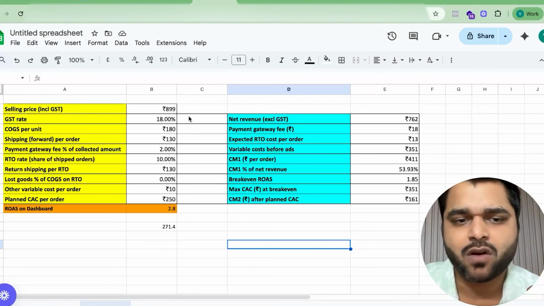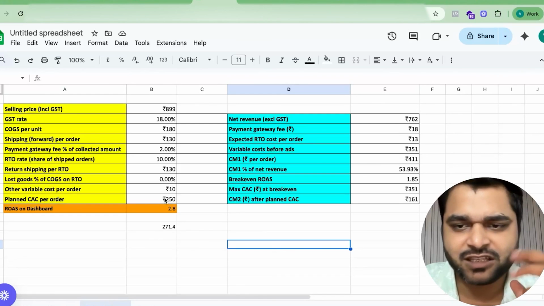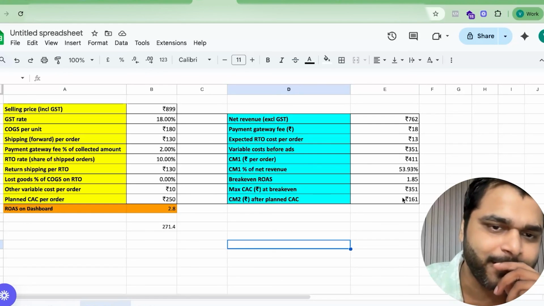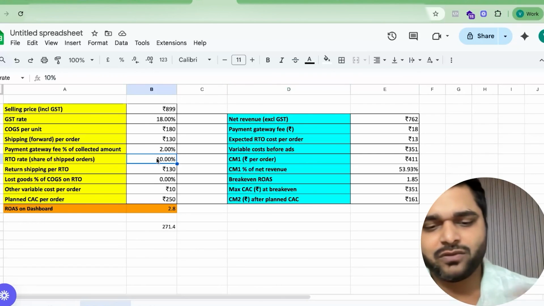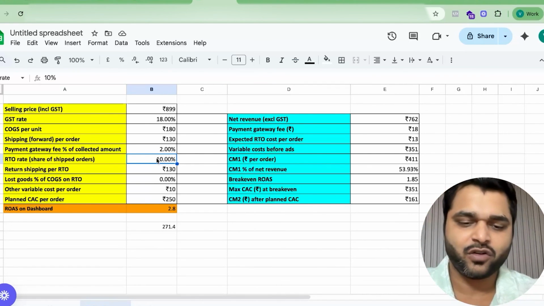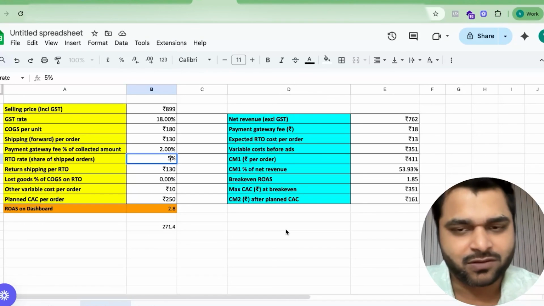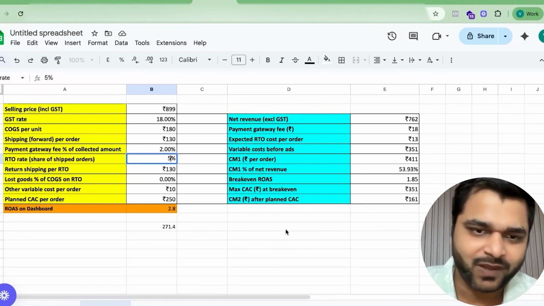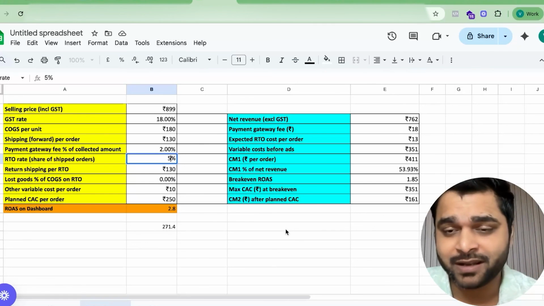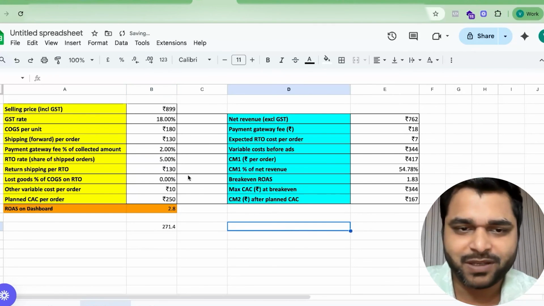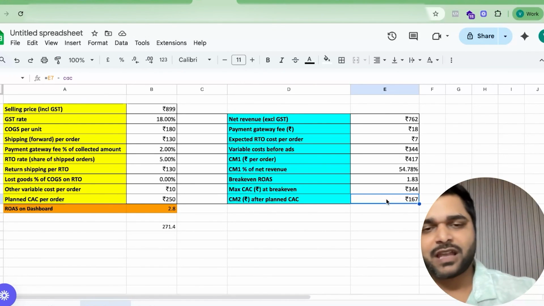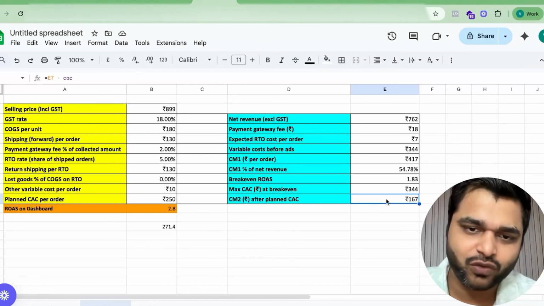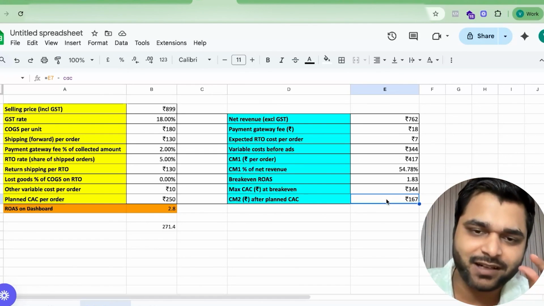Instead of focusing on your CAC, if we just focused on increasing the AOV, suddenly our CM2 has increased. And now let's say that you put more limits on your RTO. Let's say you are able to achieve an RTO of 5% now, because you're calling every customer, confirming the order, and sending WhatsApp reminders and whatnot. So it becomes 5%. See, your CM2 now becomes 167 rupees. So this is how you tweak each and everything in order to increase your CM2 levels, because every single rupee matters at scale.